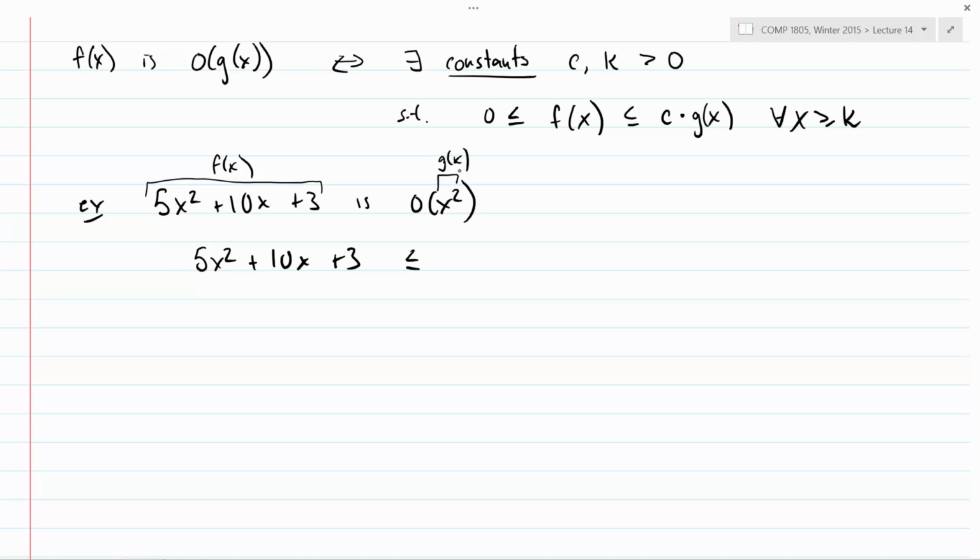Now I can't just say this thing here is less than or equal to 5x squared and say, oh, c is my constant, because that's not true, right? 5x squared plus 10x plus 3 is bigger than 5x squared. So this isn't true. I need to do a little bit more work. And the work I'll do is I'll say, okay, well, I can definitely, if I have 10x over here, I can put 10x squared over here.